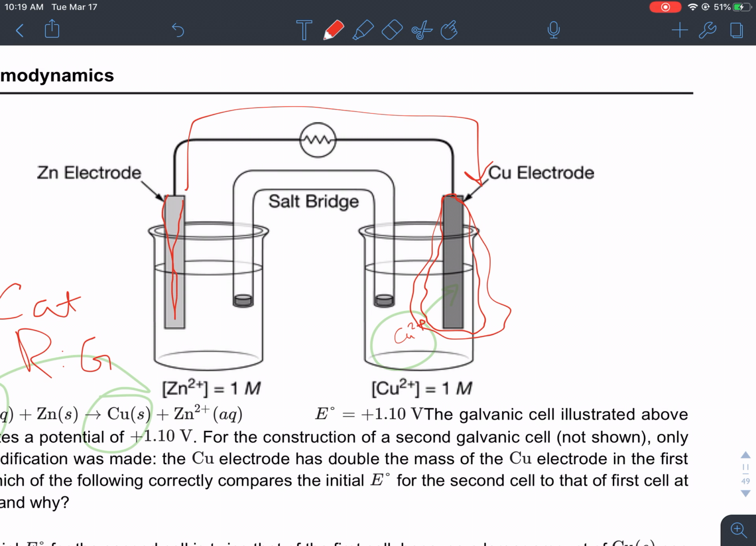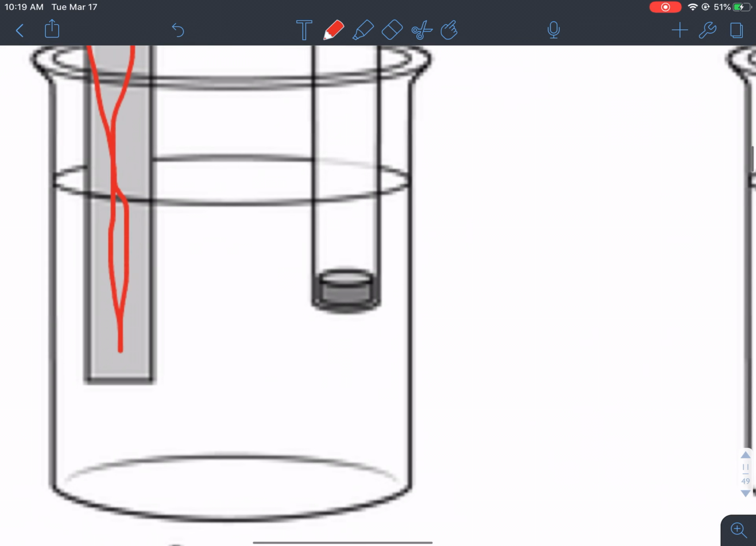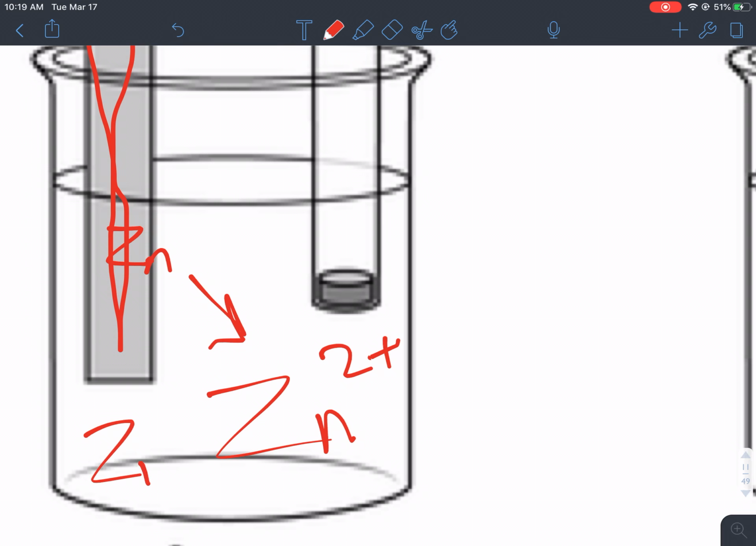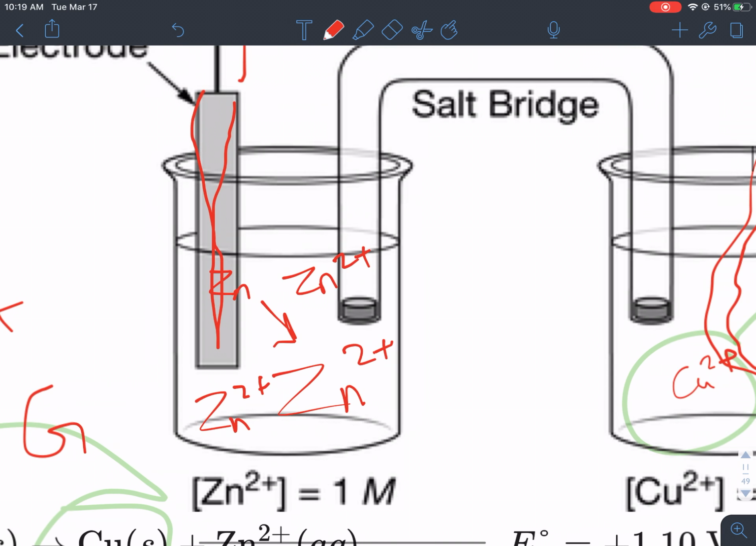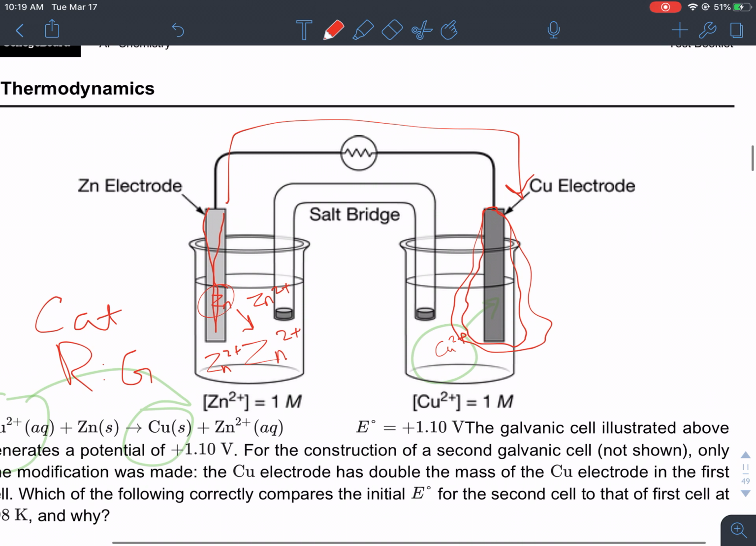This is our anode. And the Zn is starting to shrink and shrink as it becomes more and more Zn2+. There's more and more Zn2+ in here because these Zns over here are losing electrons, becoming Zn2+. Okay? So the Cu electrode is getting bigger and bigger. The Zn electrode is getting less and less.